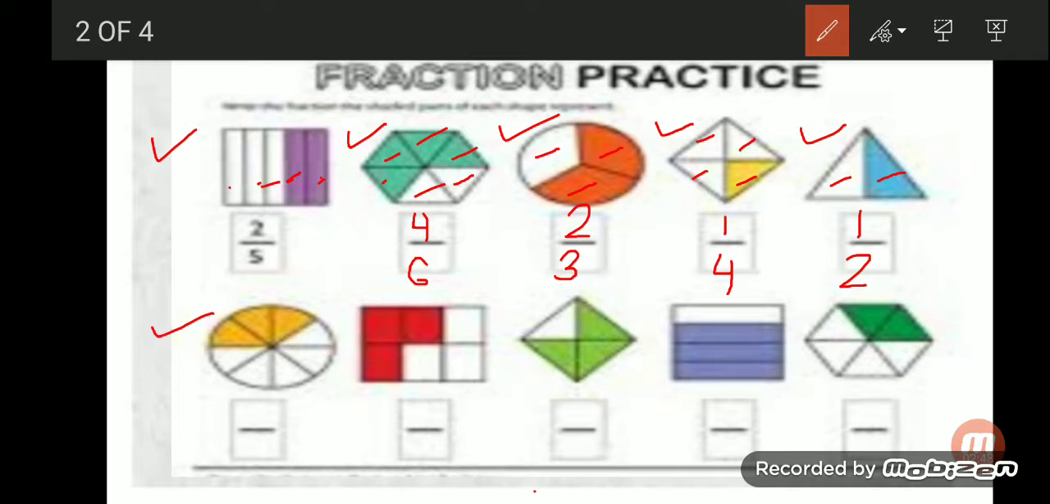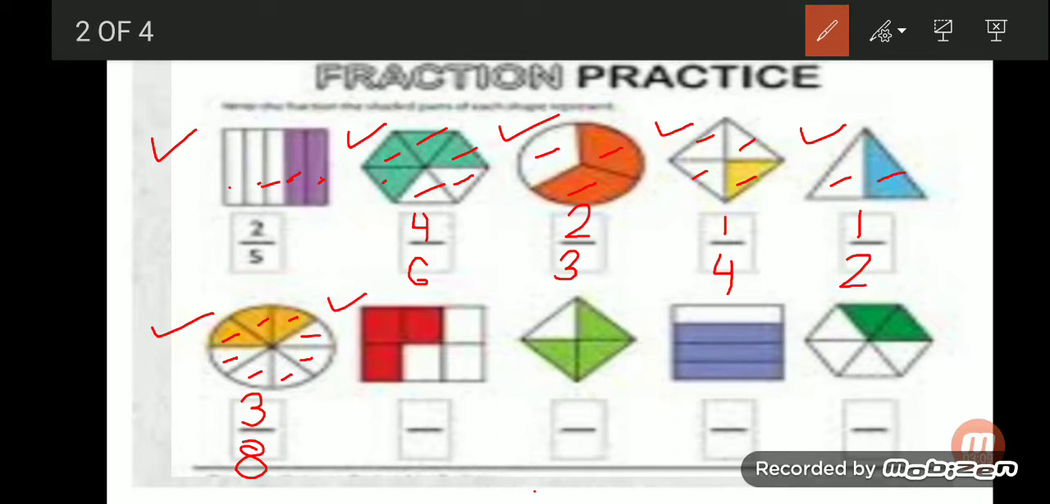Now come to this one. How many portions are shaded? 1, 2, 3. So we will write 3 at top and at bottom we will write total number of equal parts, that is 1, 2, 3, 4, 5, 6, 7, 8. So we will write here 8, 3 by 8.